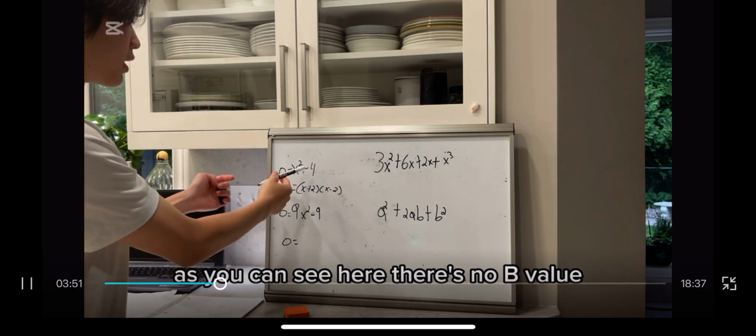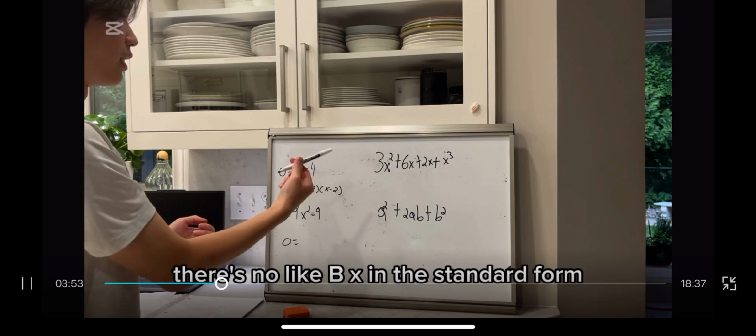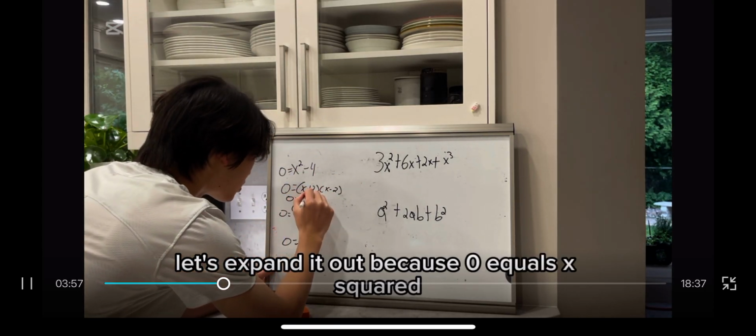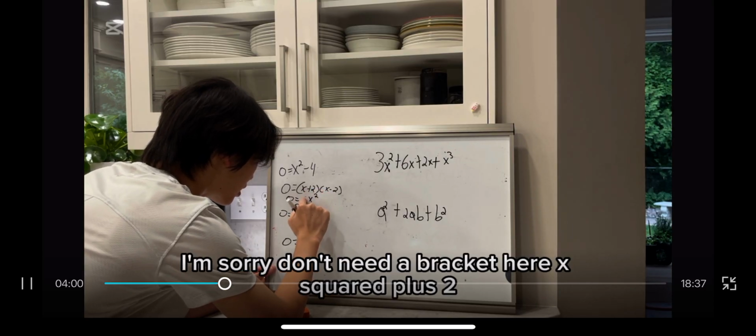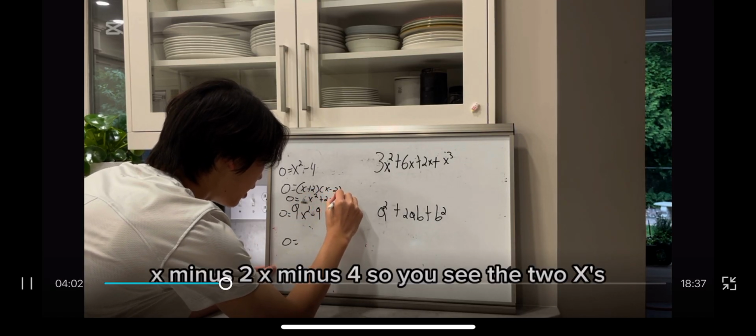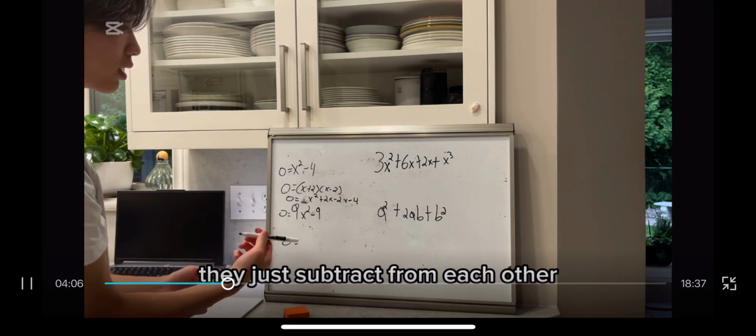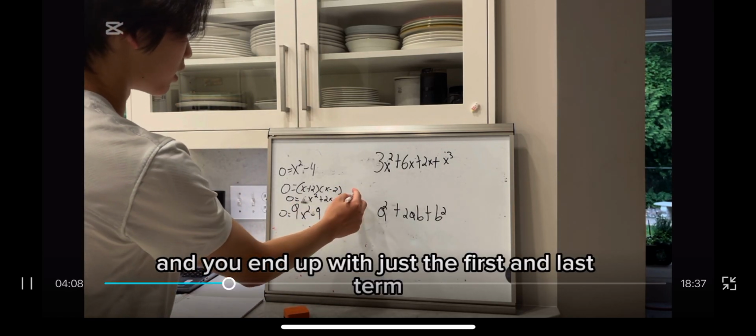The reason for this is because, as you can see here, there's no b value. There's no bx in the standard form. So the reason this happens is because let's expand it out. 0 equals x squared plus 2x minus 2x minus 4. So you see the two x's, they just subtract from each other, and you end up with just the first and last term.